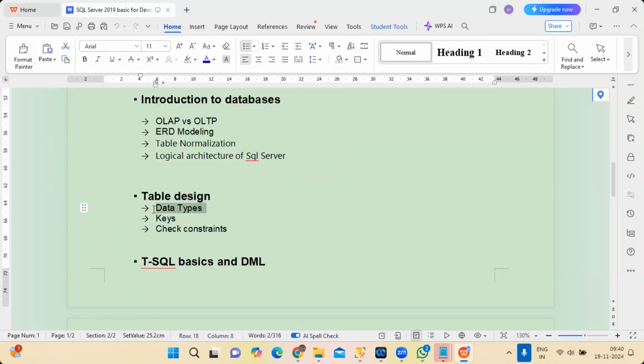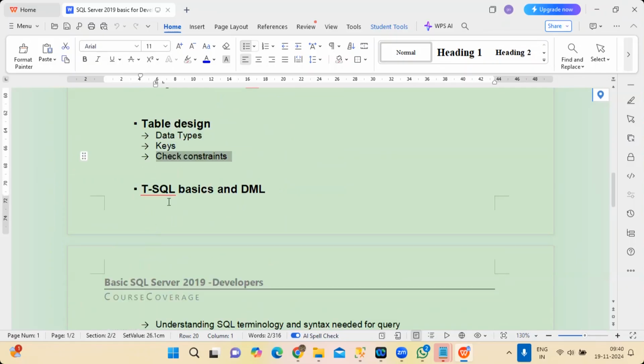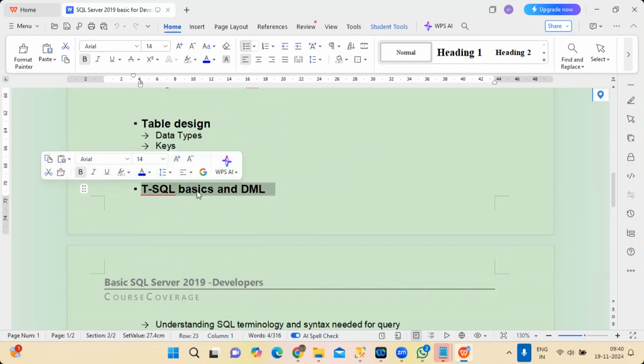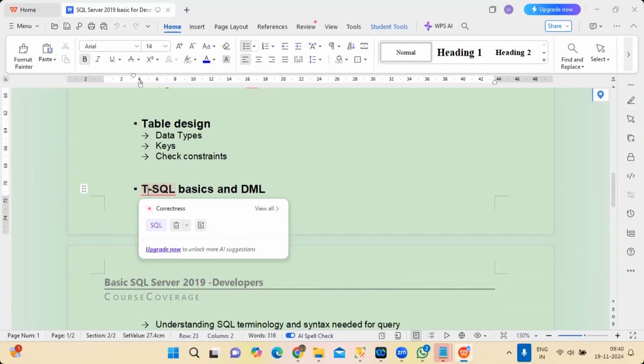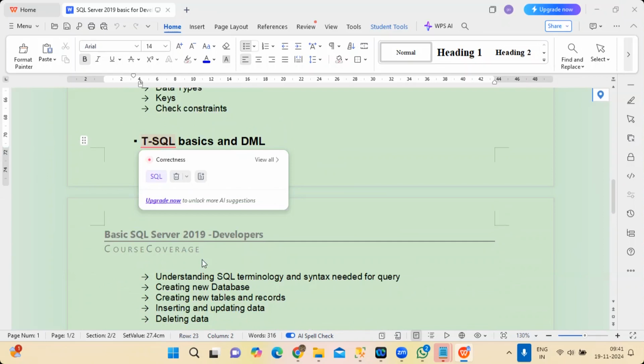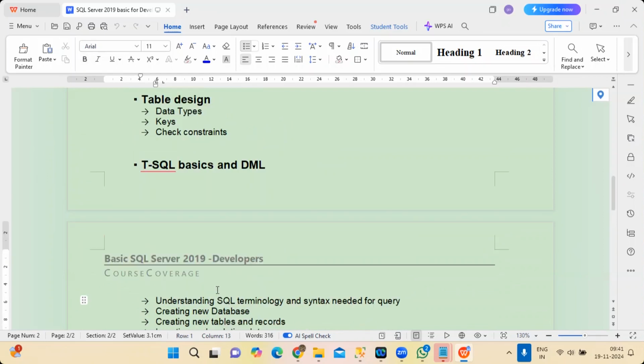We cover what data types are available, what we mean by keys, how we implement check constraints, etc. Then we have T-SQL basics and DML. Once you have designed the table, you need to insert the data into the table. How do I do that? You write code. To SQL, you give instructions through the medium of code. And for code, you will be using the language called T-SQL. T here stands for Transact. To transact with the database, you use the Transact SQL language. T-SQL also has many uses, one of which is to insert, update, and delete the data in your database.